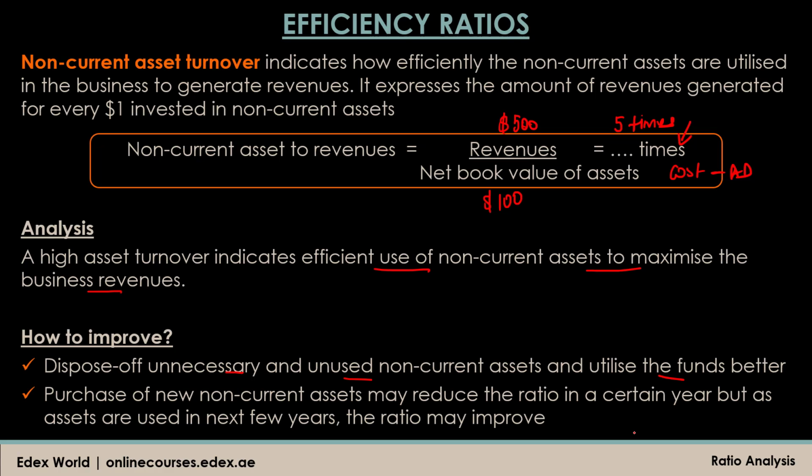So if the ratio has suddenly decreased in a particular year, you'll have to analyze why it is decreasing. Is it because revenues have reduced, or is it because the business has made huge investments in non-current assets? If it's the second case, then we will have to wait for coming years to see how the investment in non-current assets has been justified by the business, and whether the revenues are increasing or not in future.